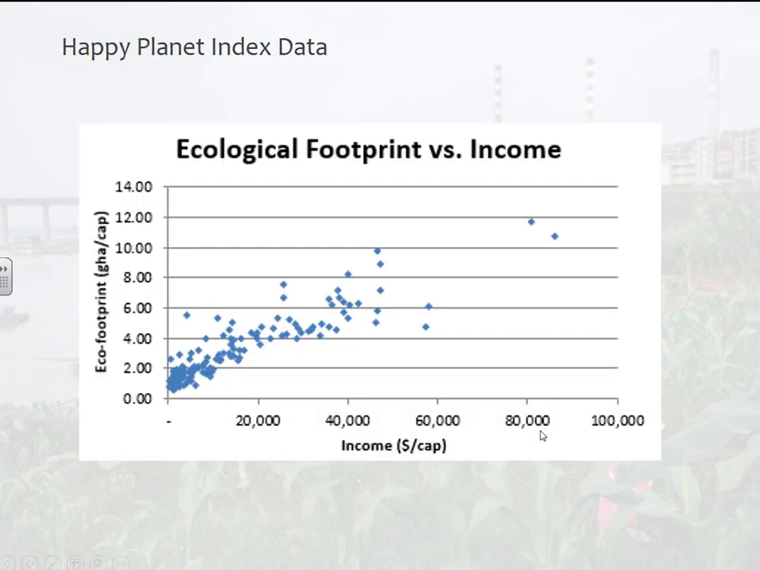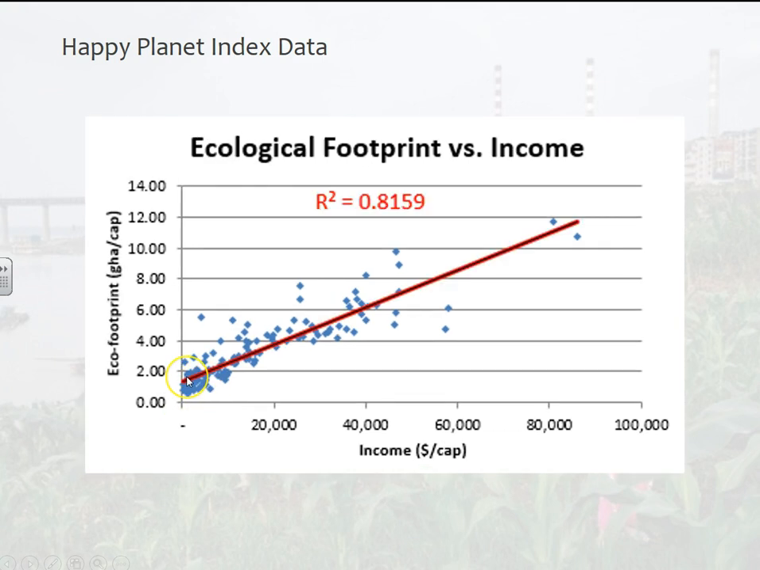Okay, so let's look at a few charts here. You can go to the Happy Planet Index website and download the data, but I'll just show you a few charts fairly quickly. First, this is income per person, and this is your ecological footprint. Income on the X, ecological footprint on the Y. Each of the dots in the following charts is an individual country.